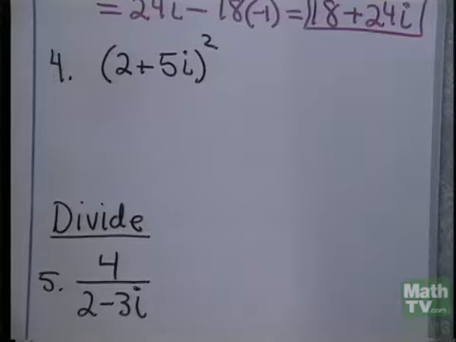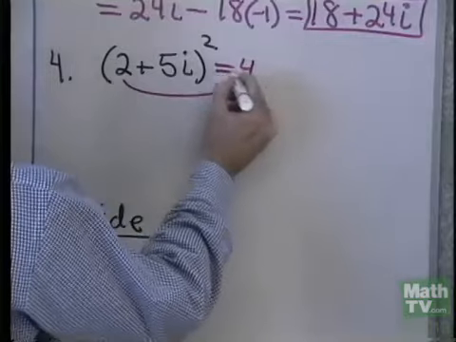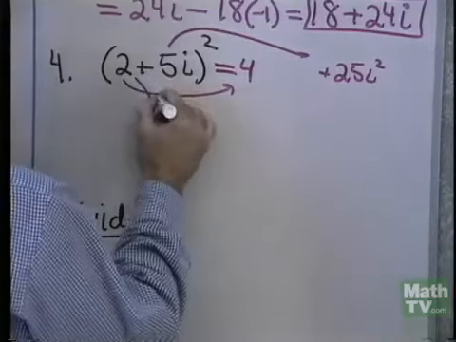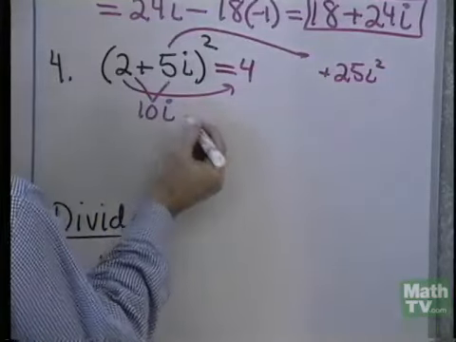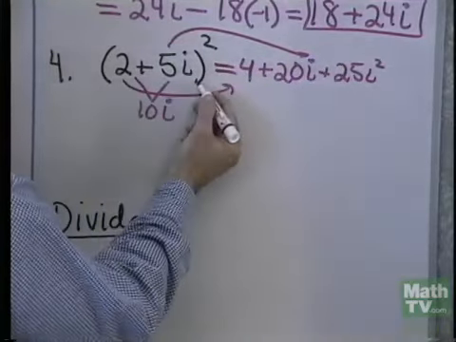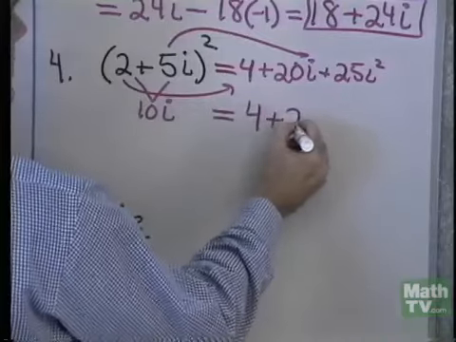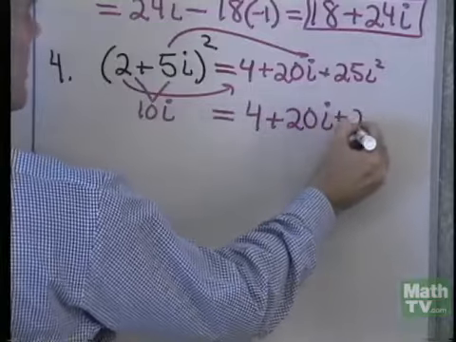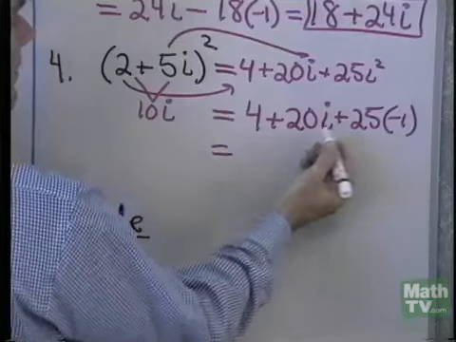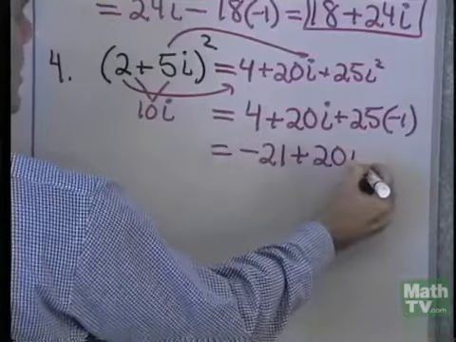Problem number 4, I have the quantity 2 plus 5i squared. So I square the first term, 4, square the last term, 25i squared, and then I take twice the product of the two terms. This is 10i times 2 is 20i. So I square this expression in the same way I would square a binomial, and now I have a little more simplifying I can do, because i squared is -1. So I have -25 plus 4, which will be -21, plus 20i.